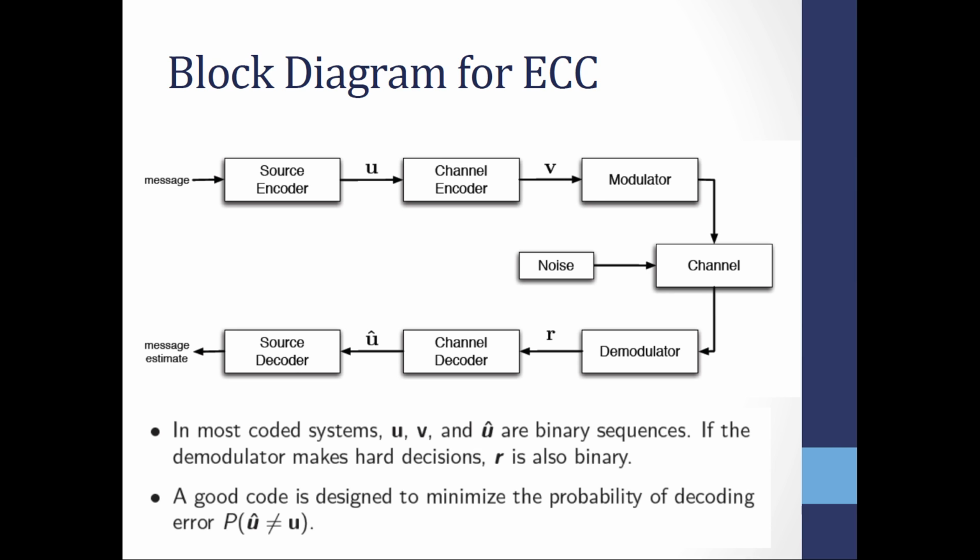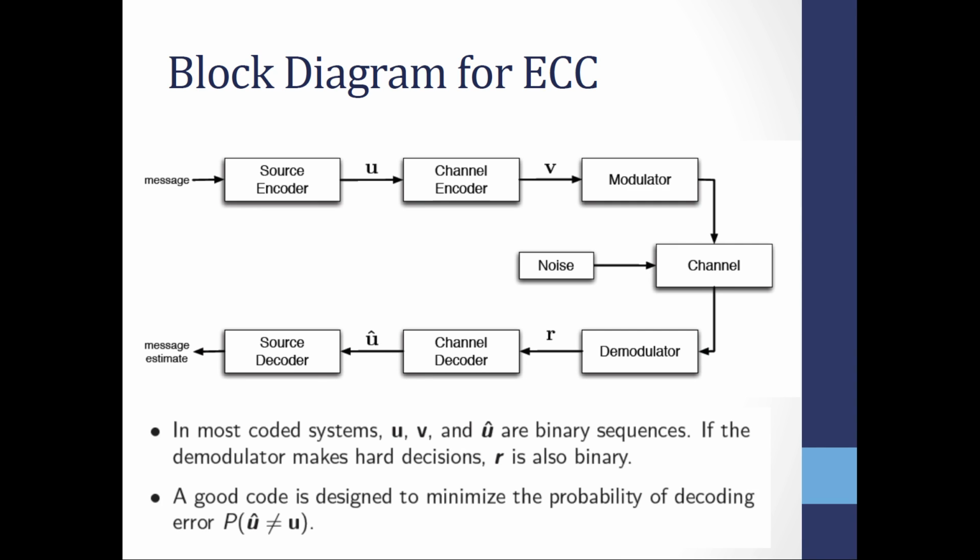So here is the block diagram. Again, in most coded systems, U, V, and U hat are binary sequences. They are zeros and ones. If the demodulator makes a hard decision, R is also binary. Hard decision means the demodulator just decides yes or no. Is the bit above 0 or below 0? If it is above 0, it means 1. Below 0, minus 1. That's why we call it hard decision.